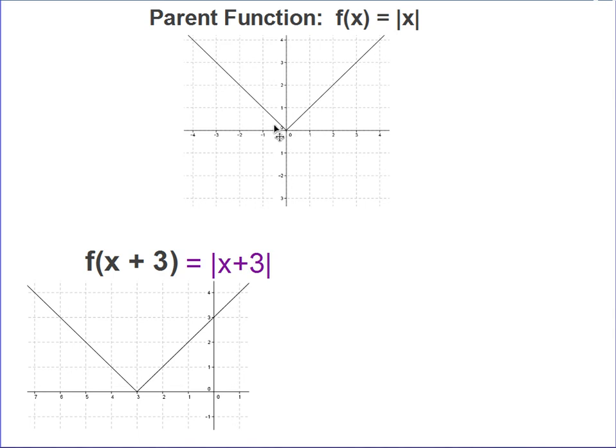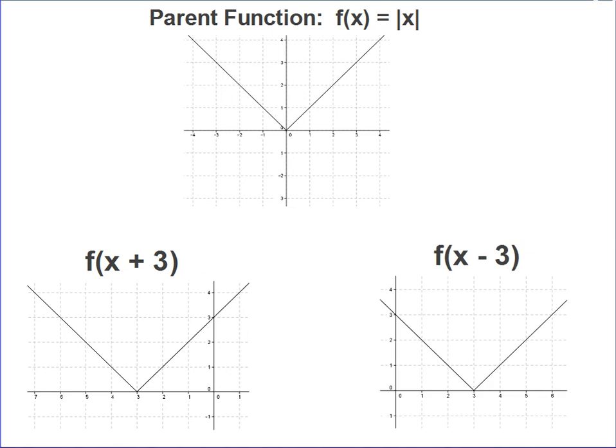So if you look from the parent function to our new graph, which direction does it look like it shifted? This time it went to the left 3 units. And if I subtract 3 inside the function, take a look from parent function to transformed graph, we actually shifted to the right 3 units. And again, I can verify that that graph is right by plugging in different values for x.